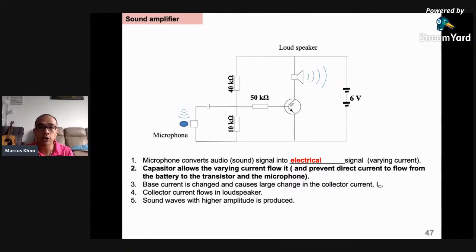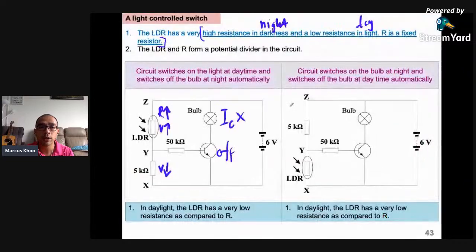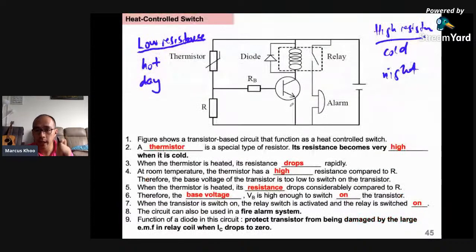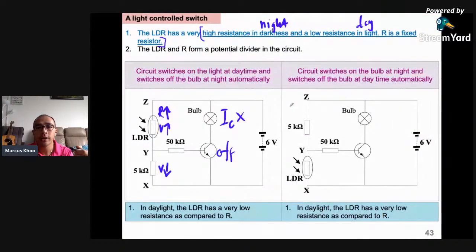The second thing I want you to do is draw out the light control switch and the heat control switch circuit. You can take a screenshot of this later when I put up the video on YouTube, or you can just refer to the reference book, and draw out the circuit. Once you draw out the circuit, obviously I need you to memorize the circuit. Today, I just want you to memorize the circuit first. Then we will go and talk about the explanation.